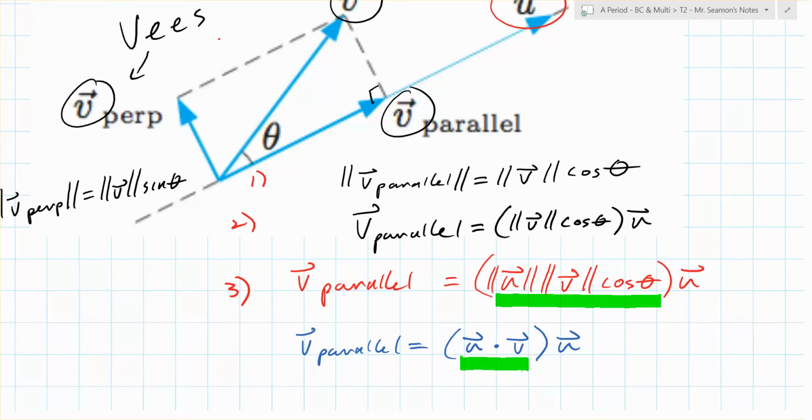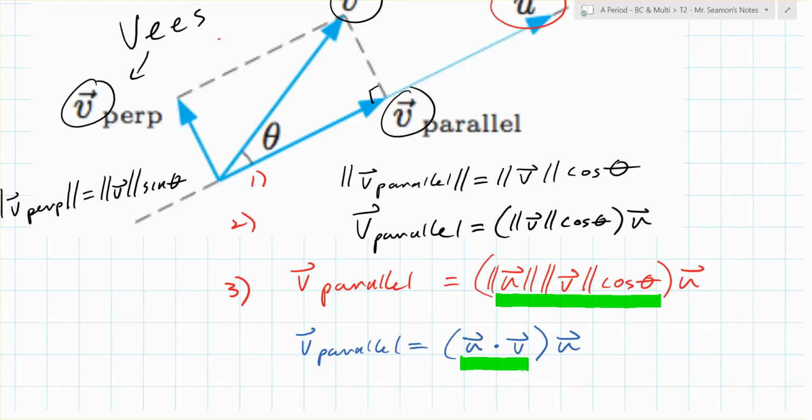But the point is, if you want to know the component of force in the direction you want to go in, what do you just need to know? You need to know the force vector, and you need to know the unit vector for the direction you want to go in. You take the two, you dot them together, and you go in that direction. This allows us to find v parallel, which is super helpful because it's the component of force in the direction that we want to go in.